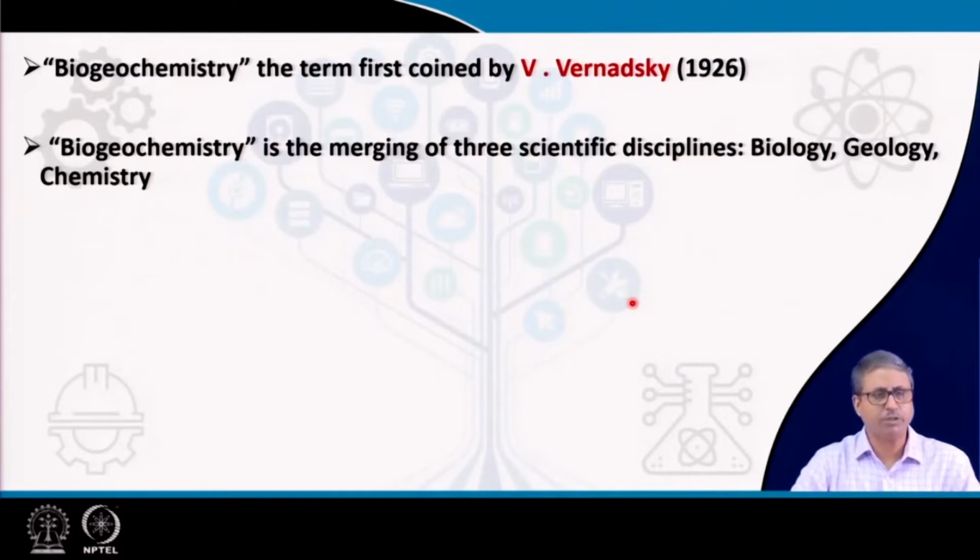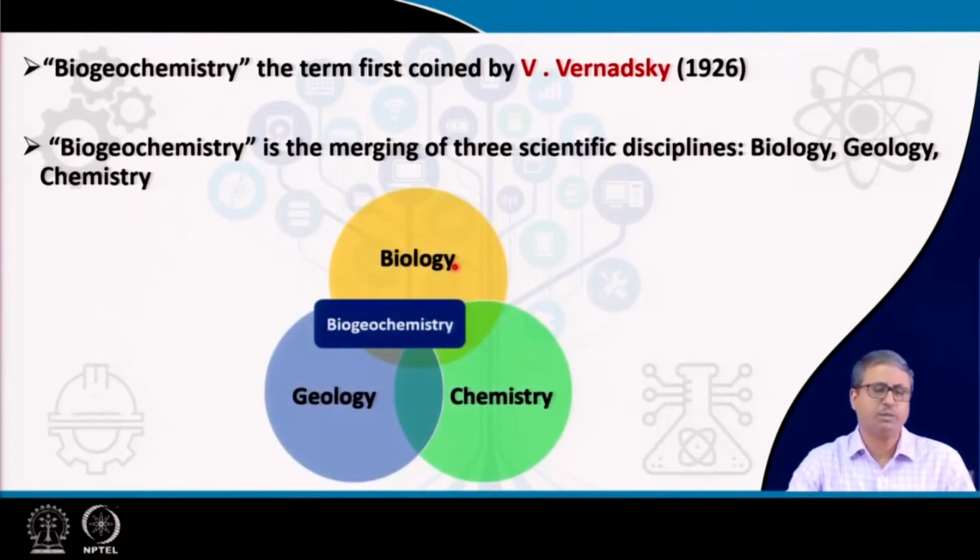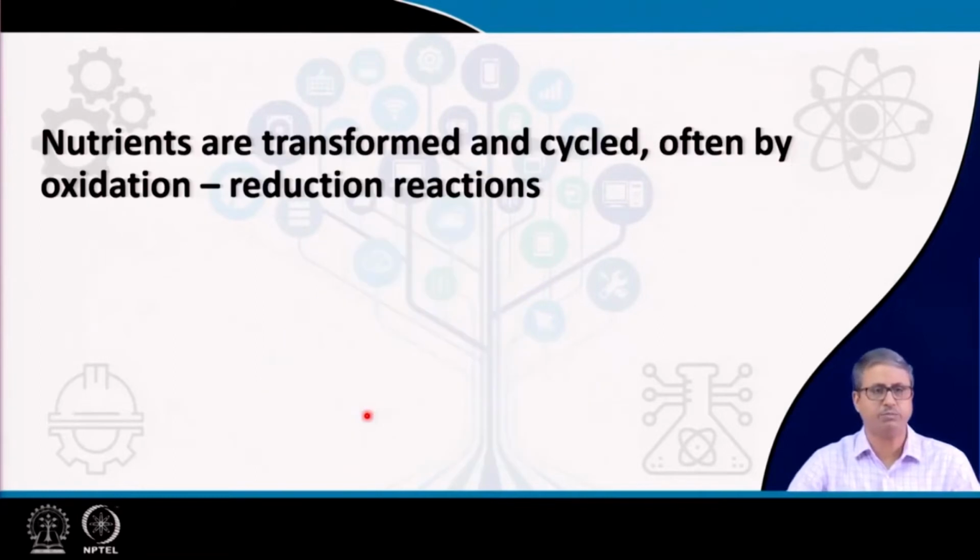The term biogeochemistry was first coined by Vernadsky in 1926, and it merges three scientific disciplines: biology, geology and chemistry, as you can see. Biology, because there are biological reactions catalyzed through chemical transformations, and there is a great deal of geological context, because these reactions are happening in different geological settings. So, overall it represents biogeochemistry, because it is the merging of three scientific disciplines.